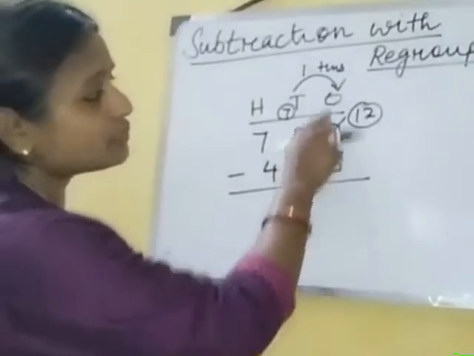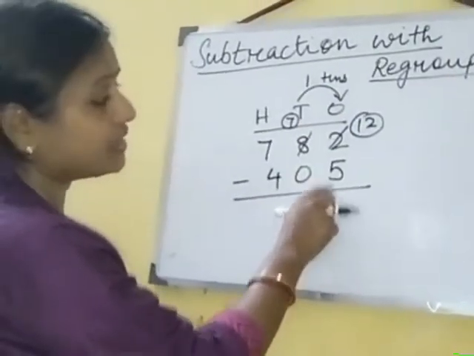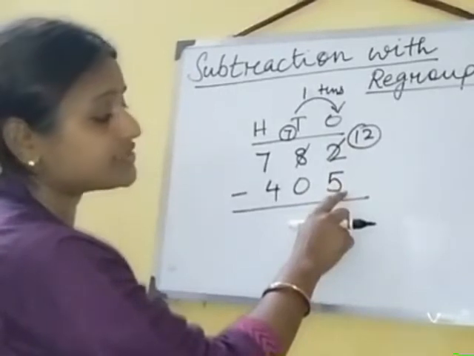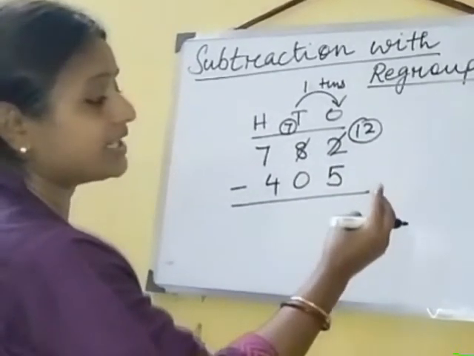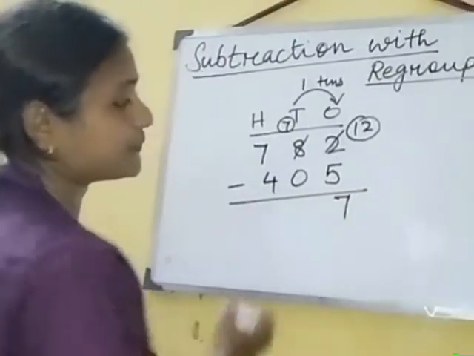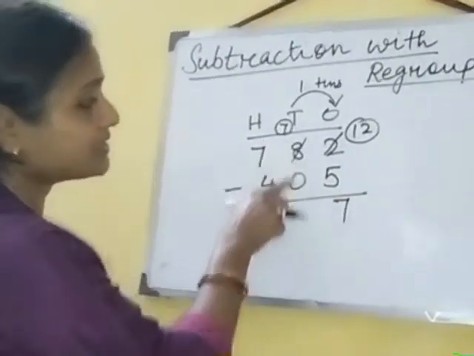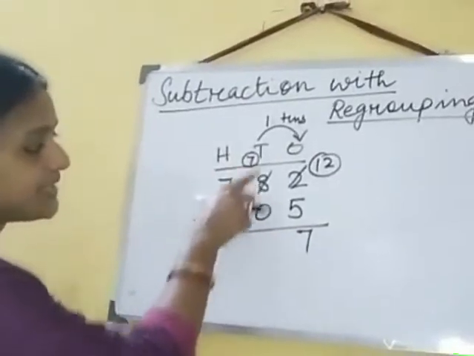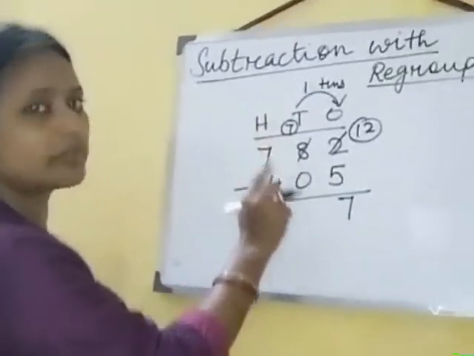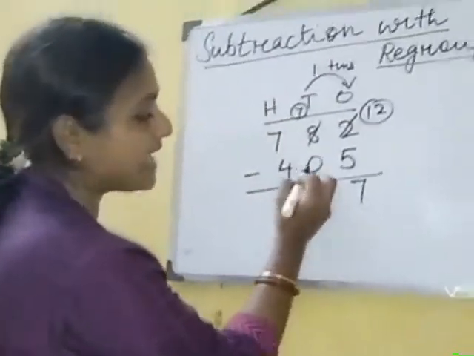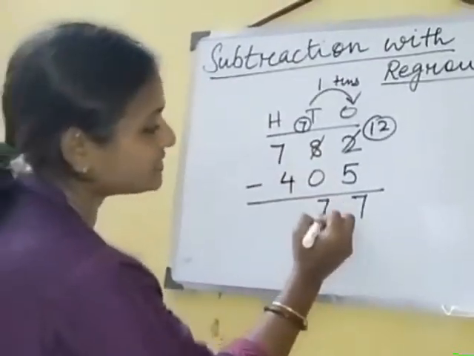Now let us do this ones place subtraction. Now it is 12 and down is 5. We can do subtraction. After 5, 6, 7, 8, 9, 10, 11, 12. It's coming 7. Okay. Now next come to tens place. Here 7 above and 0 down, which is already bigger than 0. So, as 0 has no value, we will put here 7.